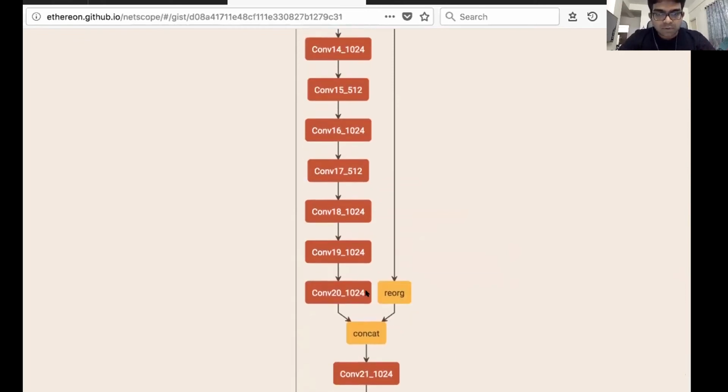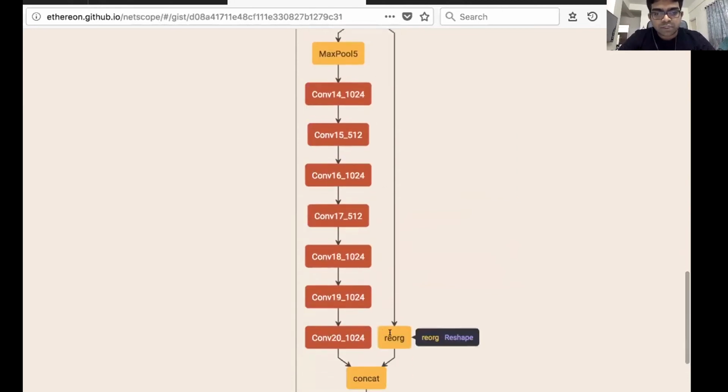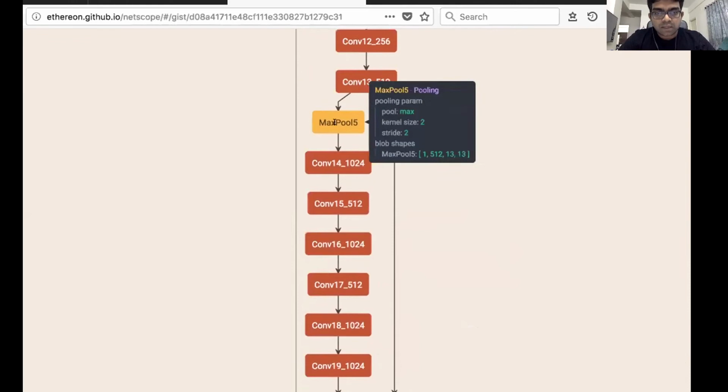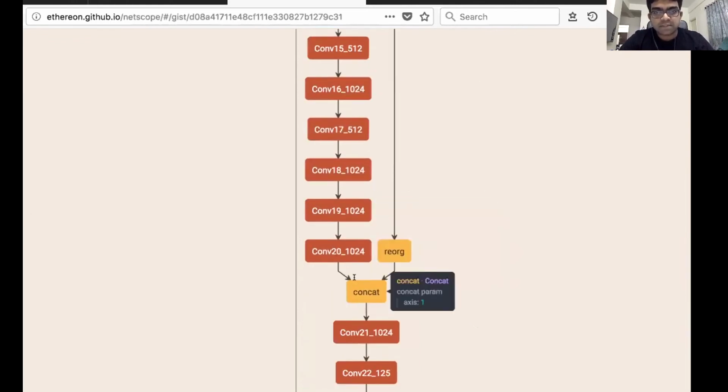I'm going to explain that as well. So all I want you to focus on is that after convolution layer 13, we are going through a reorganization layer. And there's another arm which goes to max pool and a couple of convolution layers. And then we are concatenating the results.